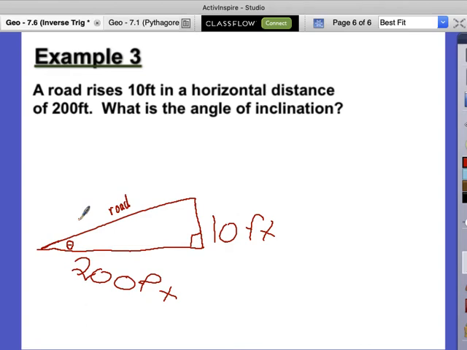What you do now is try and get the angle by itself. So you would use the inverse. There you go. Okay, guys, Mr. Prince is going to solve this one for us.